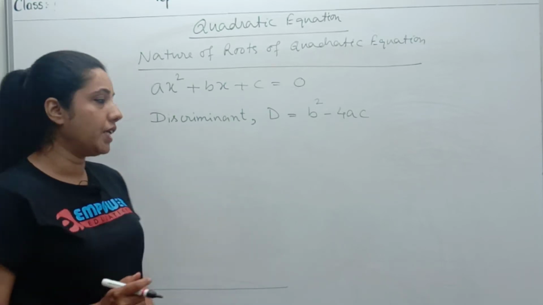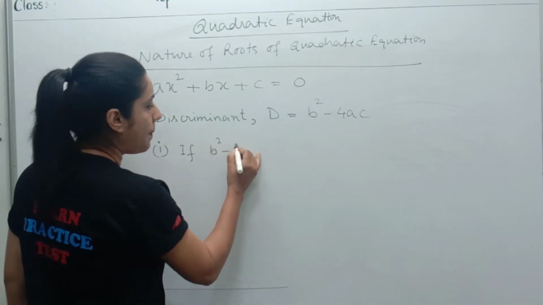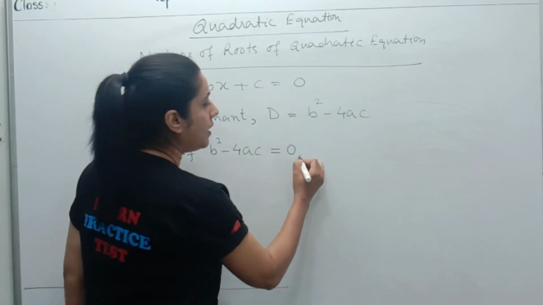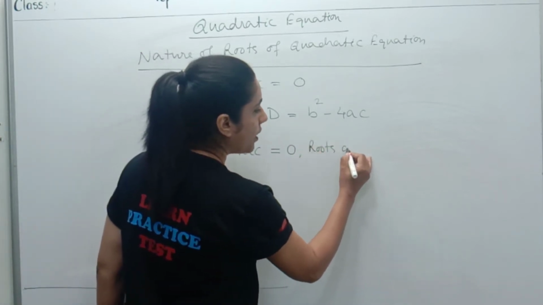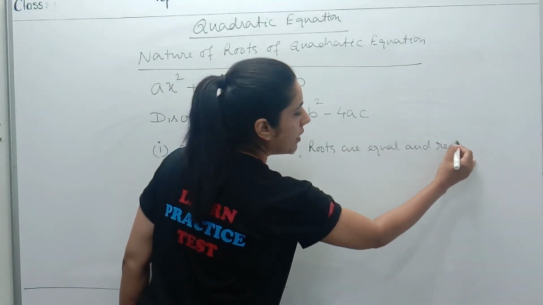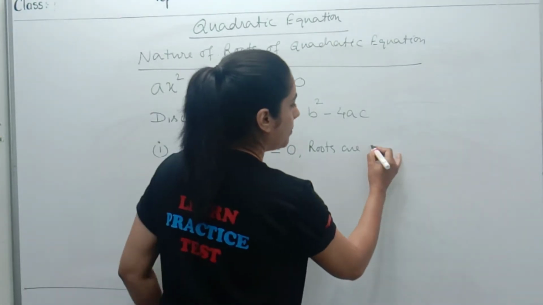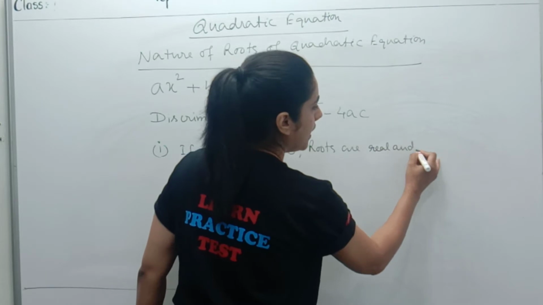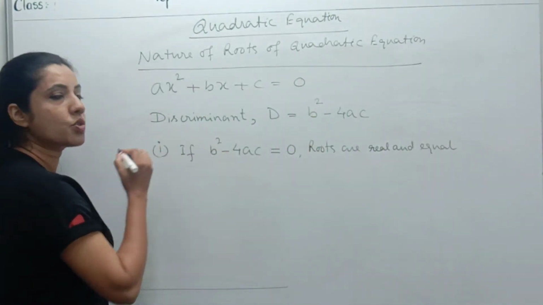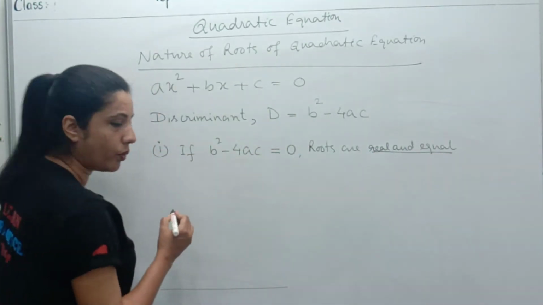We have three criteria here. If b square minus 4ac is equal to 0, then the roots are real and equal. Real and equal. Please write it down along with me. If b square minus 4ac equal to 0, then the roots are real and equal.